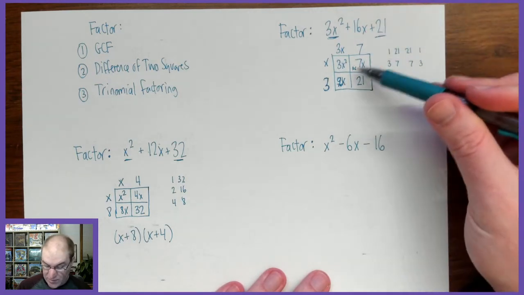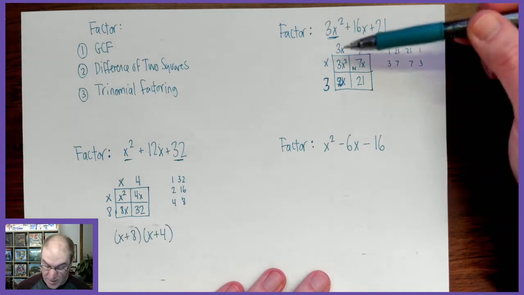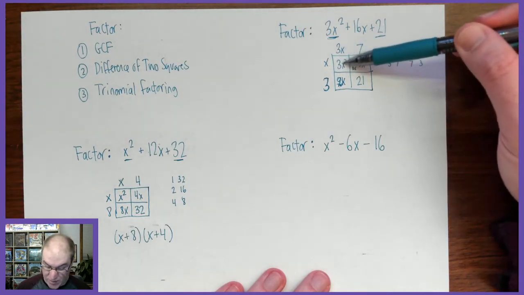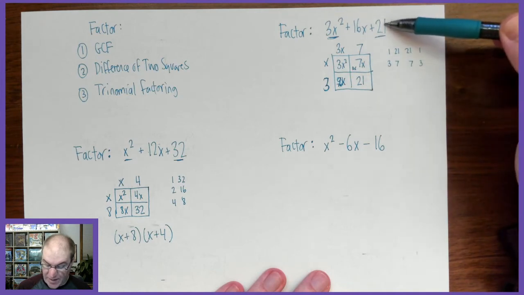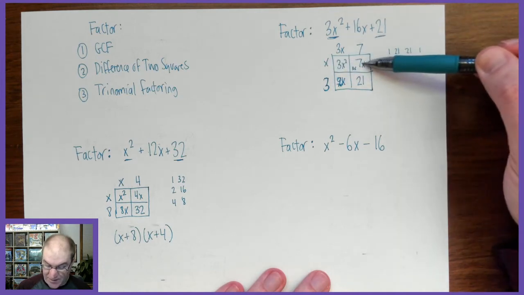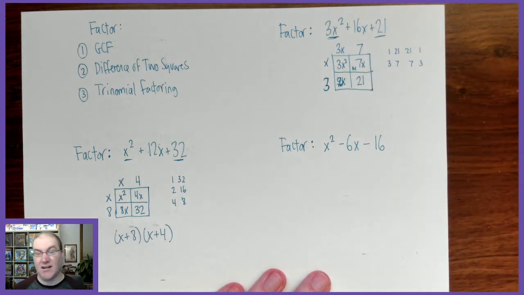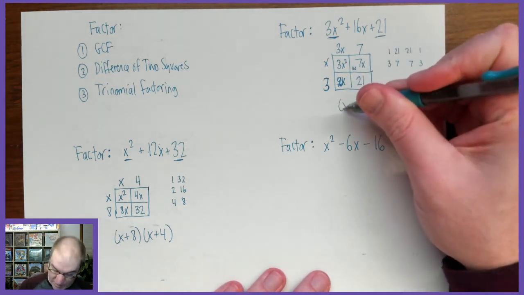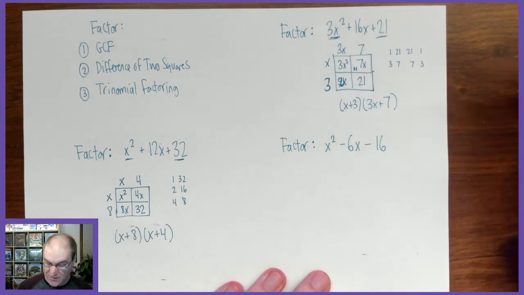Do these two numbers, 9x and 7x, add up to 16? They do, right? So 3x times x is 3x squared. That's that. 7 times 3 is 21. That's that. 7 times x is 7x, and 3x times 3 is 9x. These two add up to 16x. So our factors here are x plus 3 and 3x plus 7.